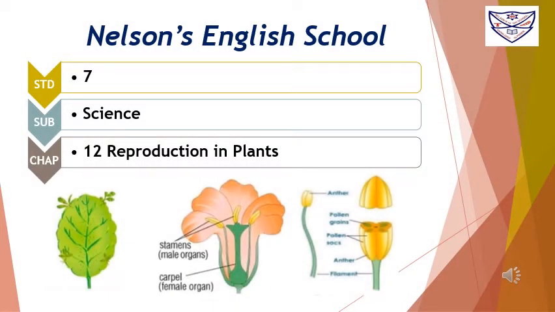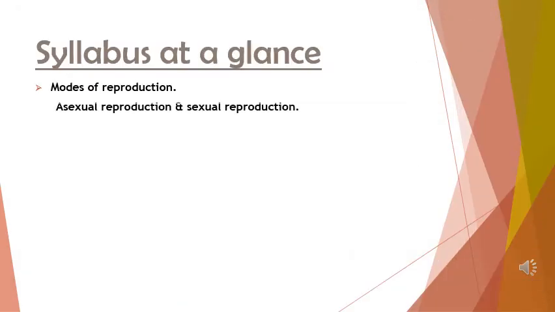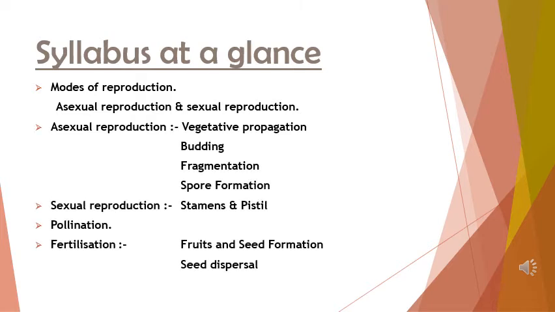Hello students, let us start with the next chapter of science, that is reproduction in plants. In this chapter, we are going to learn about different modes of reproduction, that is sexual and asexual. In asexual reproduction, we will learn about vegetative propagation, budding, fragmentation and spore formation.